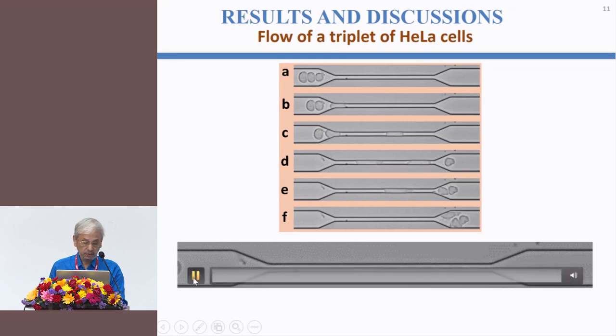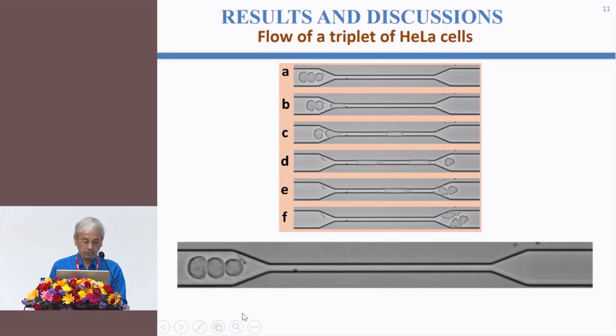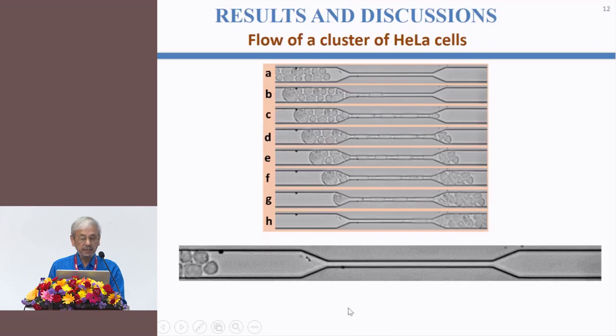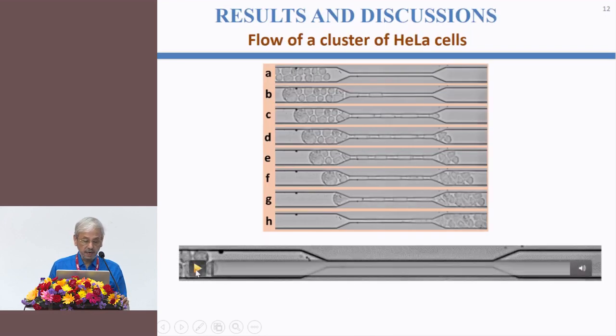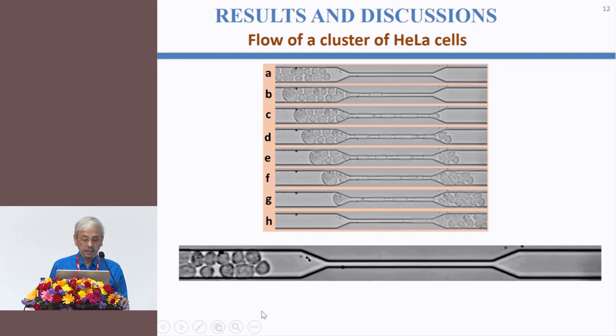okay. So, here I will show a triplet, 3 cancer cells, 3 HeLa cells together, and you can also see that the first cell passes through, but the second and third cell, while passing, are almost fragmented, and there is a chance that these fragmented cells are dead cells because the nucleus gets affected.